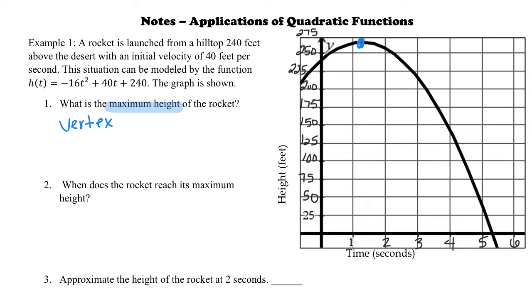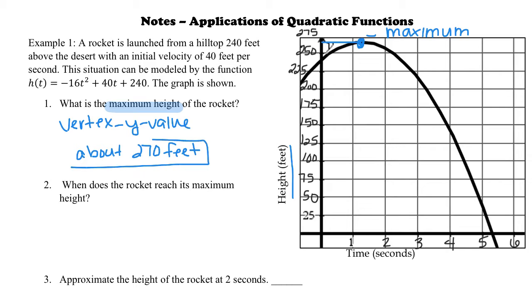Now we need to decide, this is a coordinate point. Do I want the x value or do I want the y value? So if it says what is the maximum height, that means I want the y value, because my height is on my y-axis. So we're going to have to estimate a little bit. This is somewhere around 270, so about 270, and make sure you put feet. Make sure you give a unit because 270 could mean just about anything.